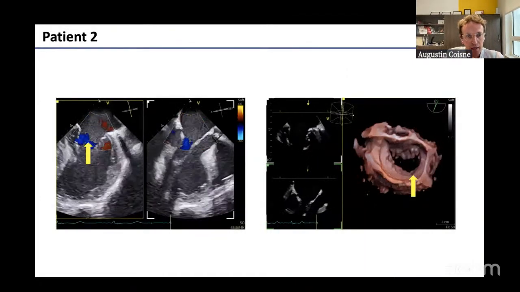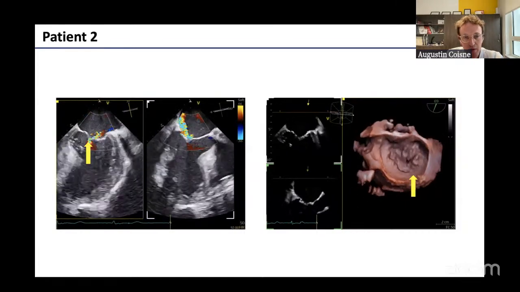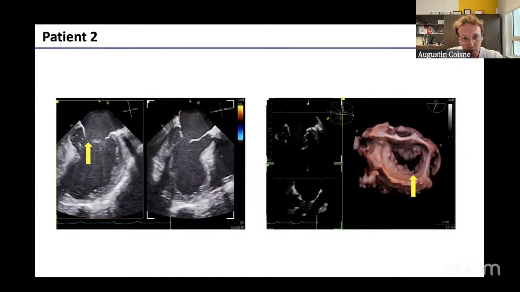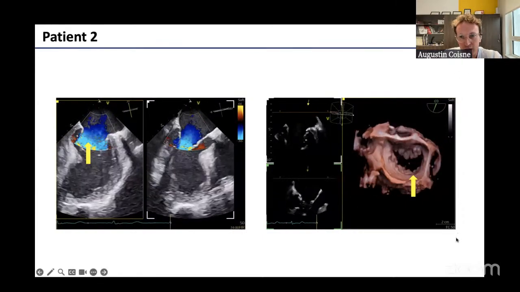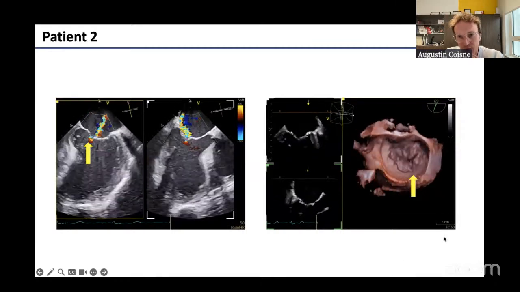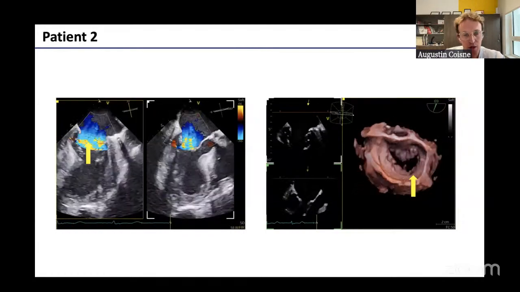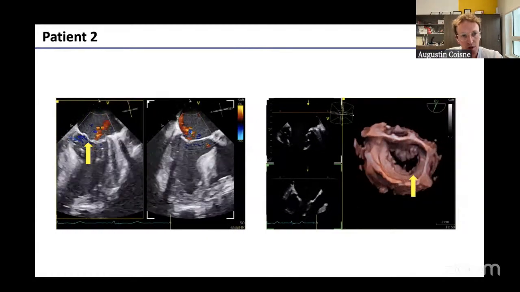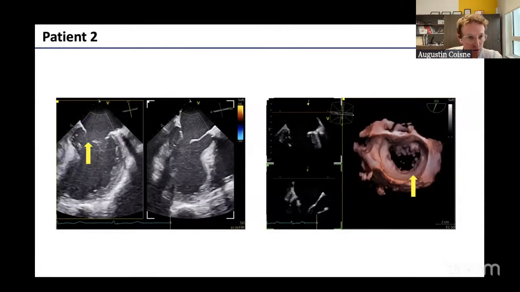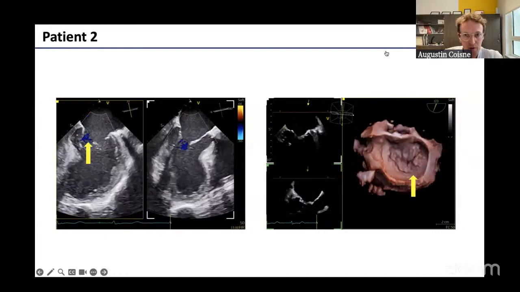Conversely, we had this patient. This patient was a patient with an ischemic MR, with a restriction of the posterior leaflet, as you can see, but most importantly, a small, let's call it cleft-like indentation between P2 and P3. And unfortunately, this patient had been hospitalized a couple of times for acute heart failure. It was, of course, at prohibitive risk for surgery, and we had no choice but to propose an edge-to-edge repair.